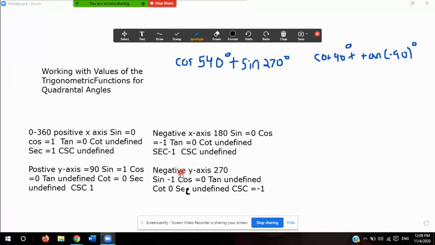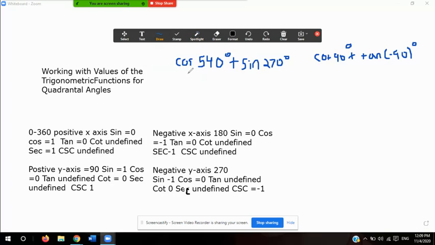cosecant is undefined. If we look at the negative y-axis, which is where 270 is, the sine of 270 is negative 1, the cosine equals 0, the tangent is undefined, the cotangent equals 0, the secant is undefined, and the cosecant is negative 1. Again, we review these values especially when we're working on these types of exercises that we're going to see right now.